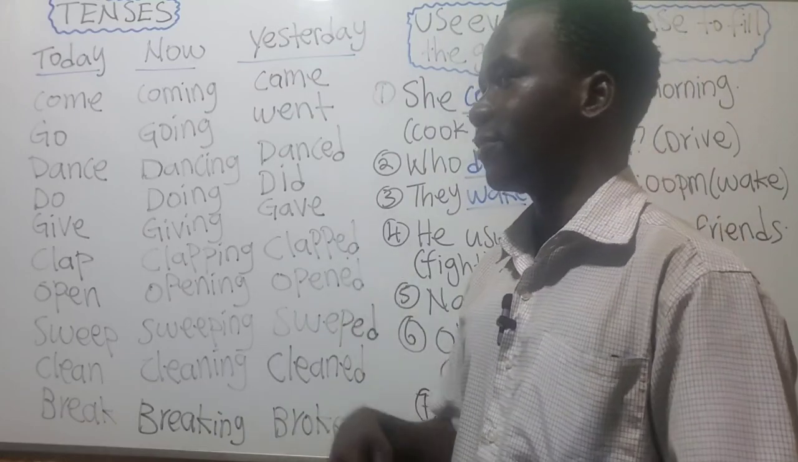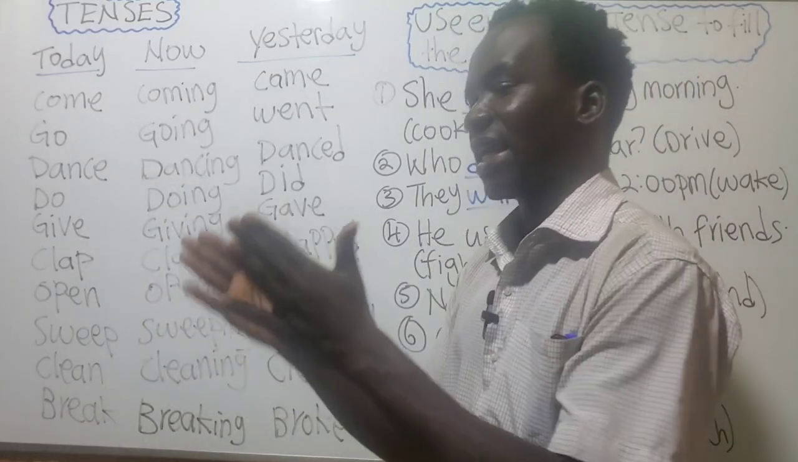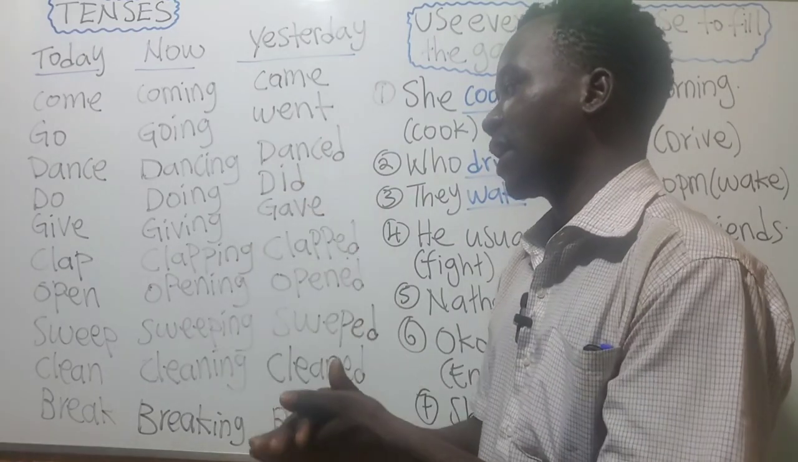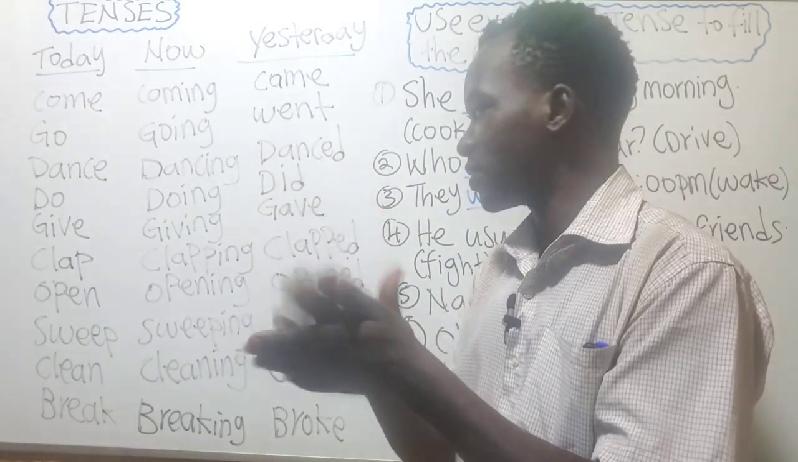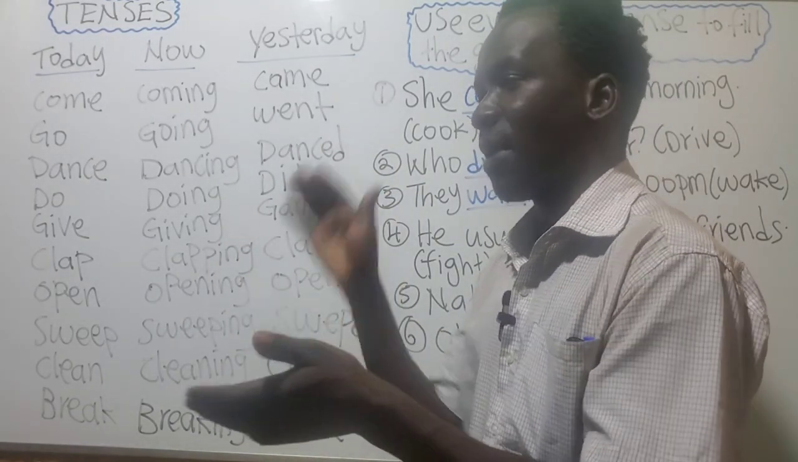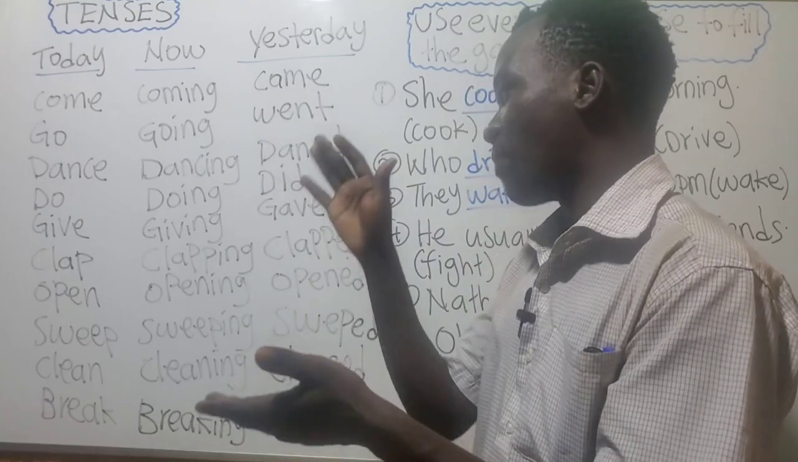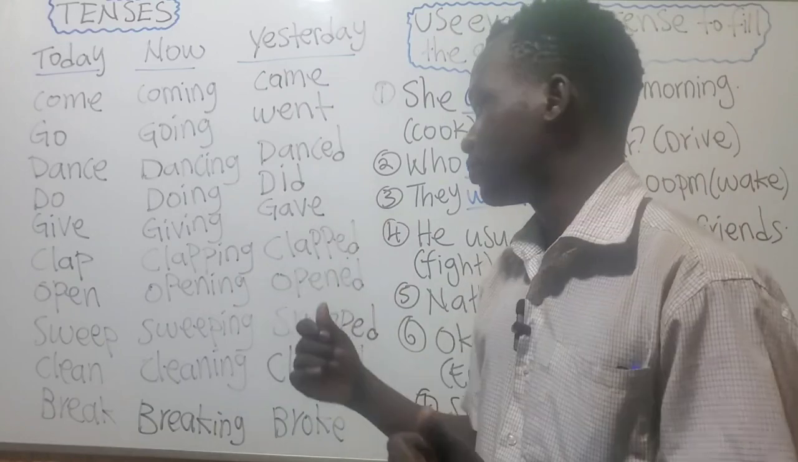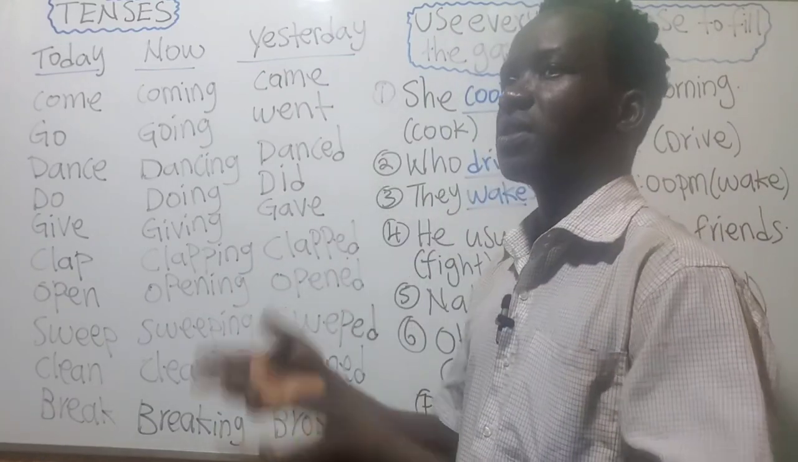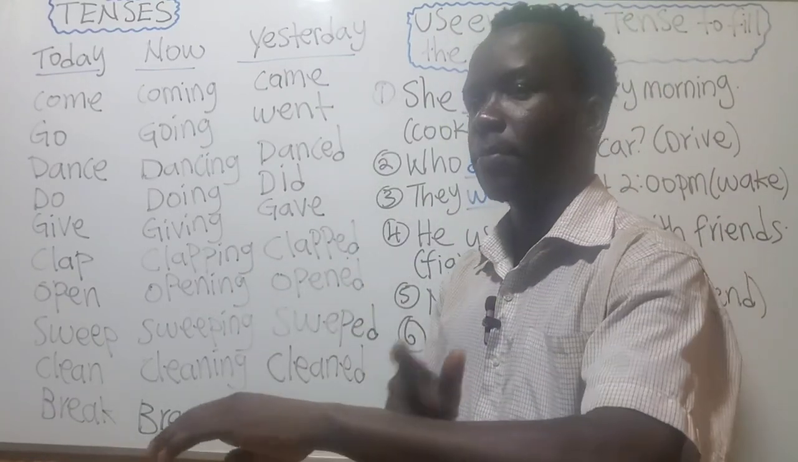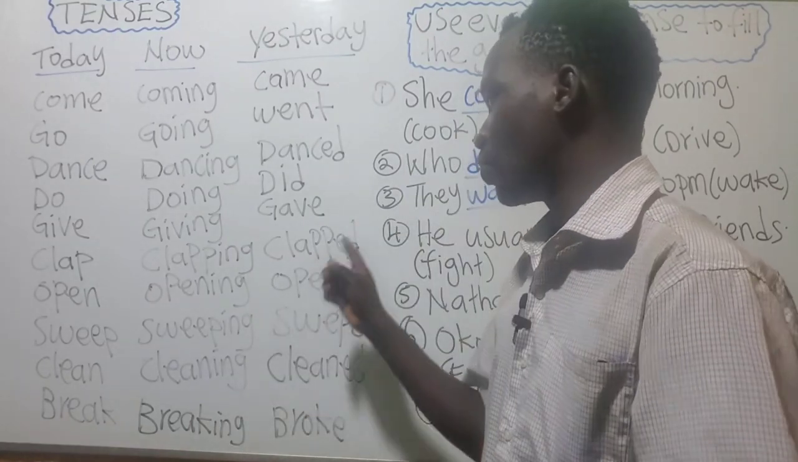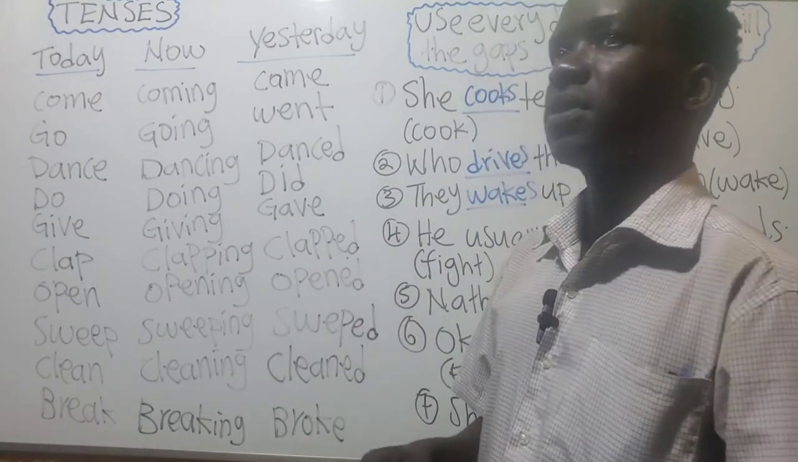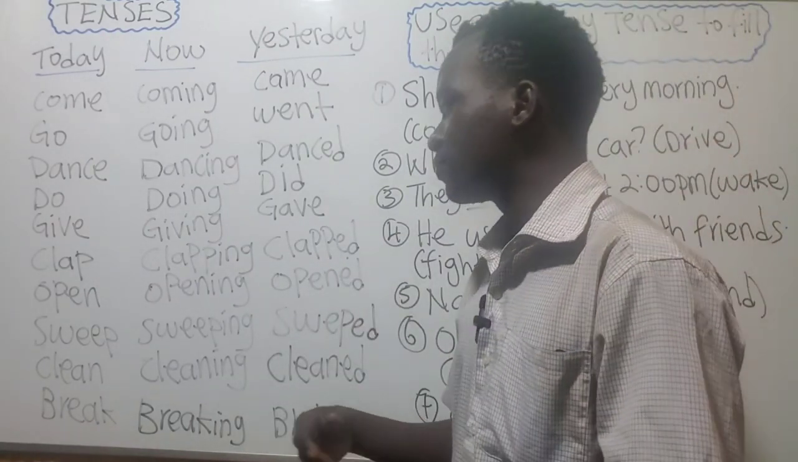And then clap. Clap means to do like this. I am clapping now. I clapped yesterday. If you're using past time, time that has already passed, you will use I clapped 2 minutes ago, okay?